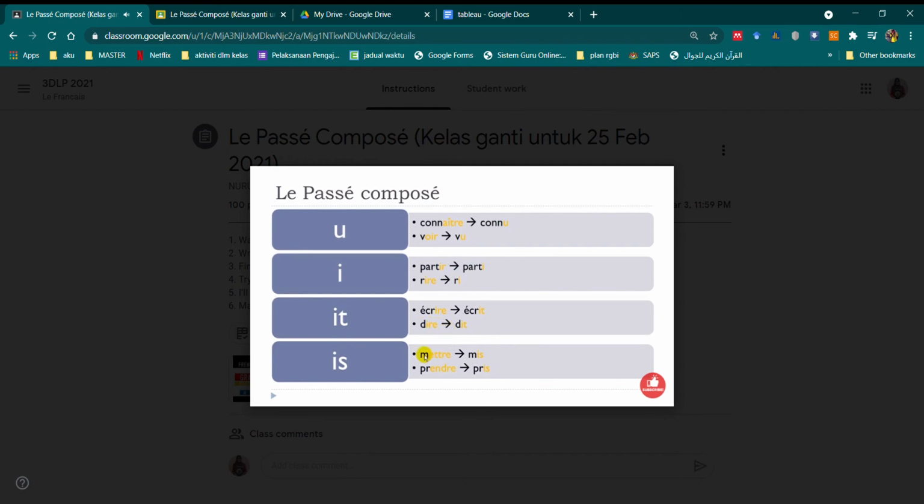And then mettre, to put, so E-T-T-R-E will give you this I-S, mis. Same thing here, final S is not pronounced. Mis, okay? And then prendre, so E-N-D-R-E will give I-S, pris, okay? Same thing here, you don't pronounce the final S, okay? So let's see that again. So when you get this être, it will go like U, connaître, connu. Then when you will have this OIR, it will give you U.